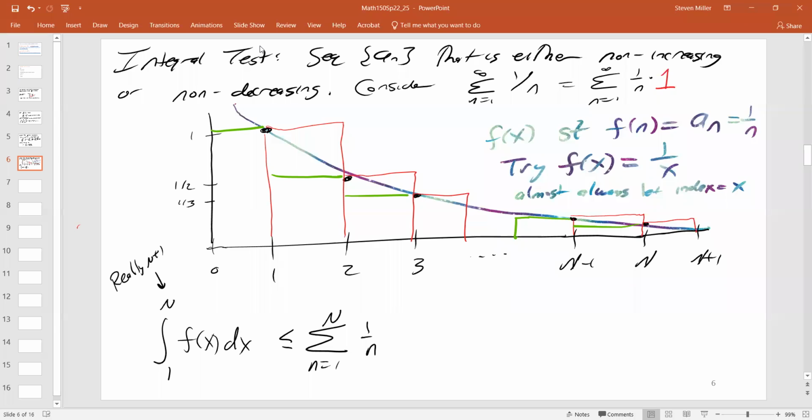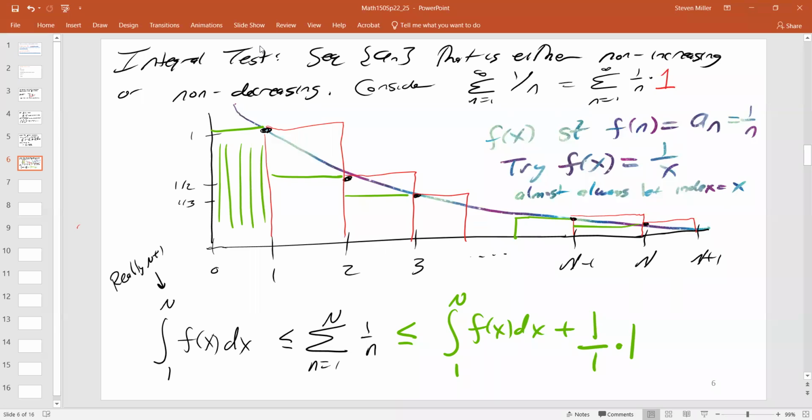So when you look at what's going on, we are going to get an upper bound, but the first box is special. We don't want to integrate from zero. Yeah, that's putting in a tremendous amount. So what we would say here is that this is going to be less than or equal to the integral from 1 to n of f of x dx plus the area of the first box, which is 1 over 1 times 1. So I'm just adding in that one extra box.